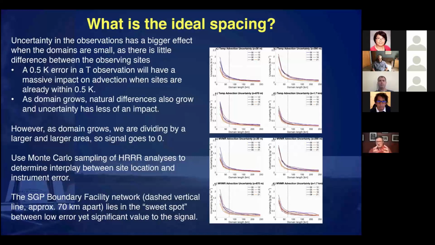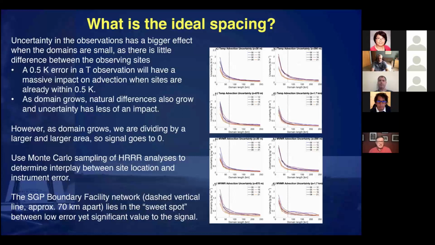Because quite simply, when your sites are close together and you've got an uncertainty in your observations of, say, 0.5 Kelvin, well, that's going to make a big difference in the advection if the sites are close, right? But as you push those sites away and the values in those sites are much different, then a 0.5 Kelvin difference isn't that big of a deal. So as your domain gets larger, your uncertainty goes down. But remember, to get at the advection value, you have to normalize by the area of your domain. And so as your domain gets larger and larger, your area gets larger, of course, and so your signal goes to 0 because you're dividing by a bigger and bigger number.